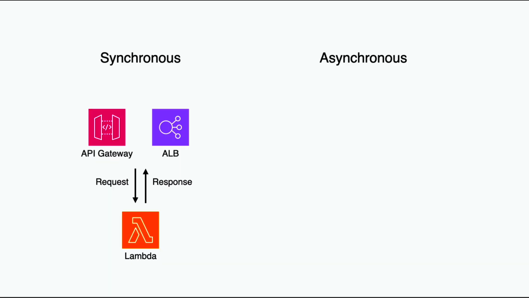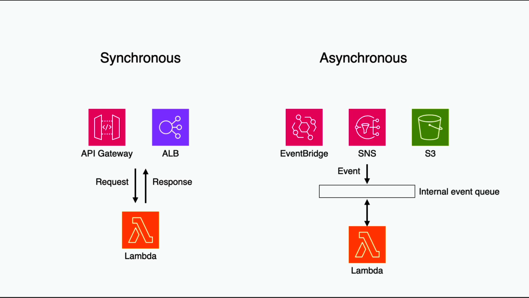Some event triggers like API Gateway and ALB would invoke the function synchronously with request and response, while others like SNS, EventBridge, and S3 would invoke the function asynchronously, which ultimately means the event is pushed onto an internal event queue and the Lambda service just responds with a success, and then the event will be picked up and processed by the intended function code.